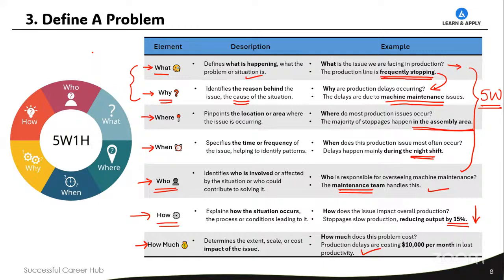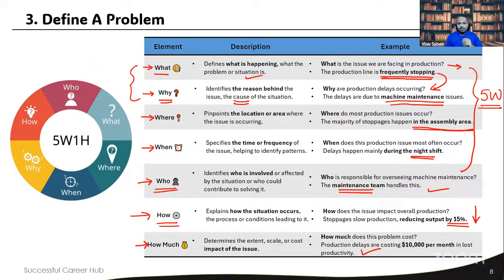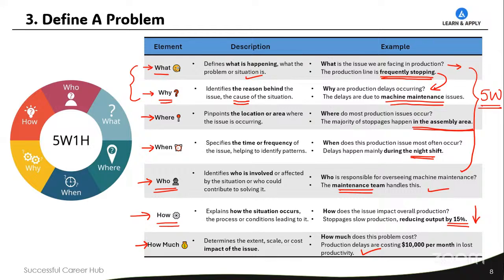Yes, sir. Sir, just one question. Yeah, please go ahead. Every what, why, everything needs to be supported by the data, facts, right? I mean, data, numbers. Absolutely.